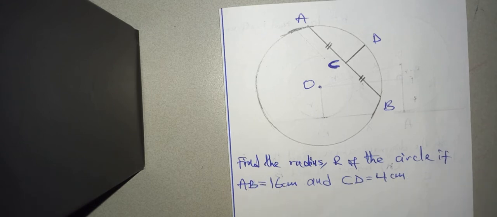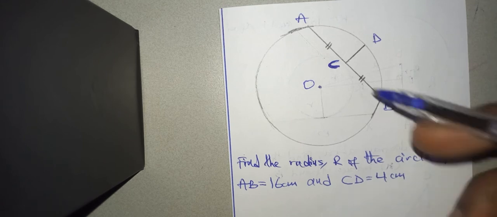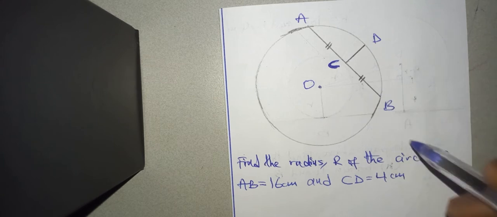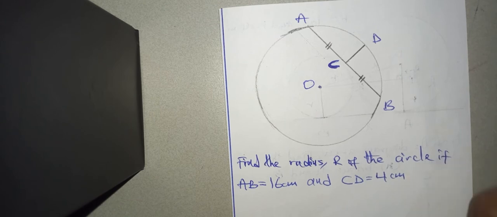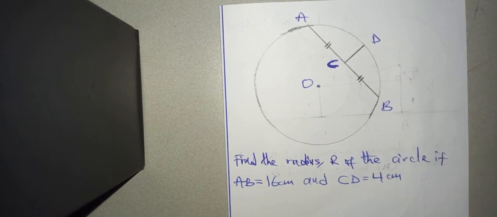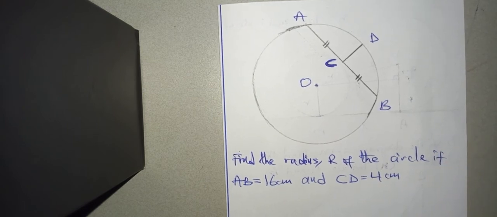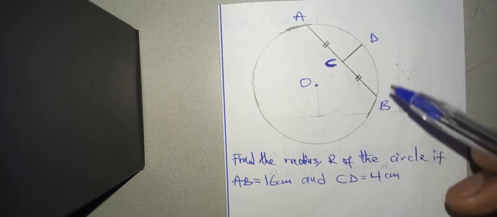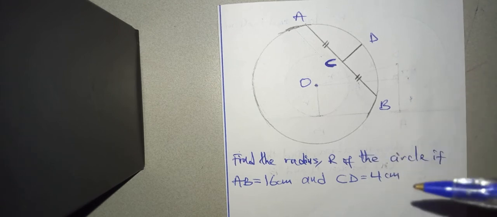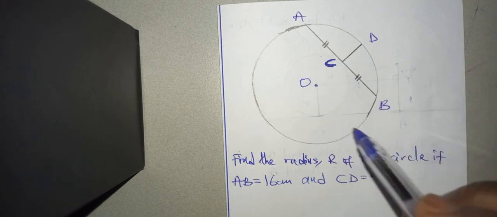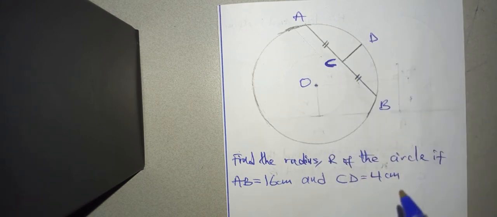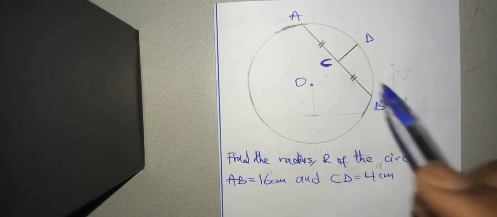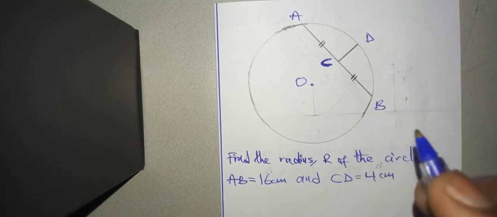We are told to find the radius of the circle, and we are given some dimensions, that is AB, which is 16 centimeters, and CD, 4 centimeters. Now if you watch this problem closely, we can use two approaches to solve this problem. The first one, if you remember one of my lectures where I took you through the concept of intersecting chords theorem, we can use that approach. We can also use elementary geometry to solve this problem.